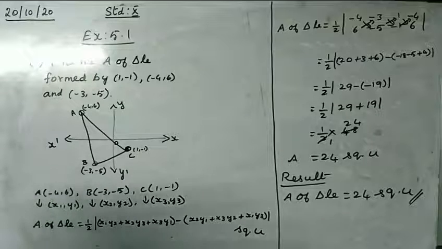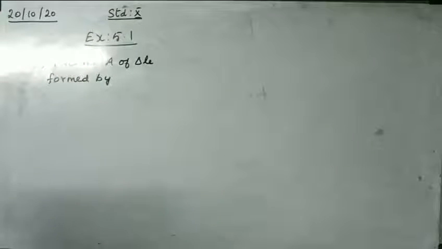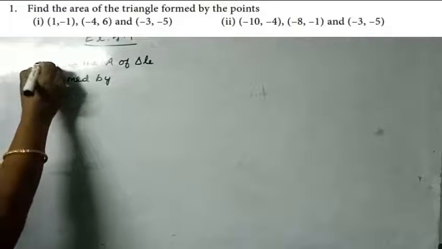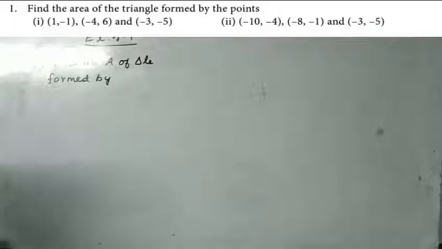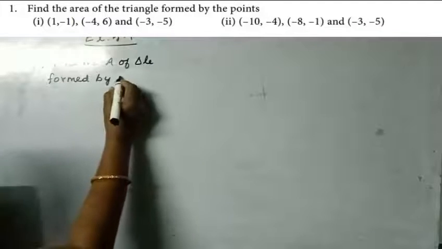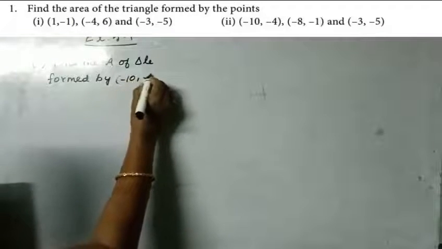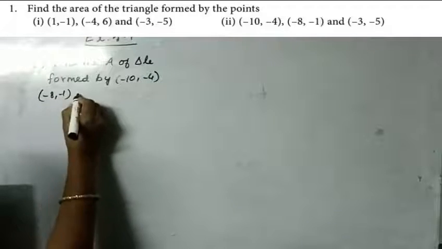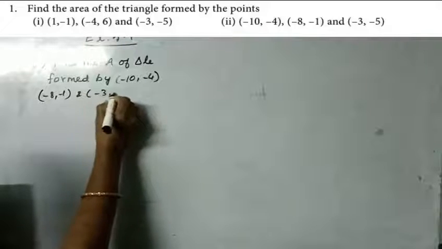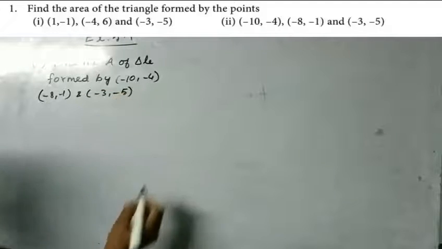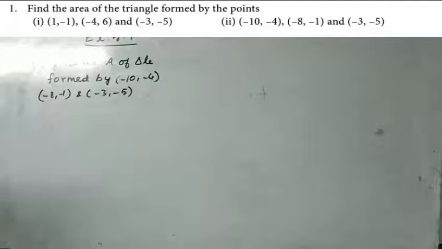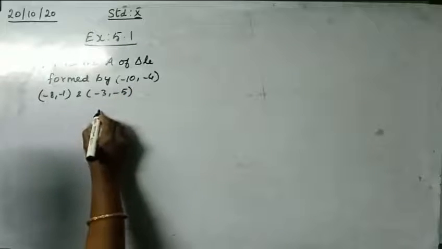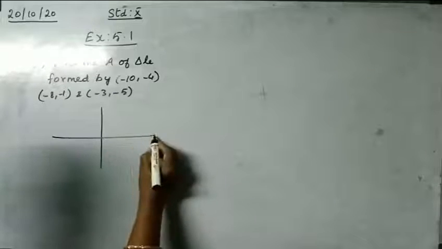Now the second subdivision. First question, second subdivision. Find the area of the triangle formed by the points (-10, -4), (-8, -1) and (-3, -5). Now all the points lie in the third quadrant, so it is very easy to trace.